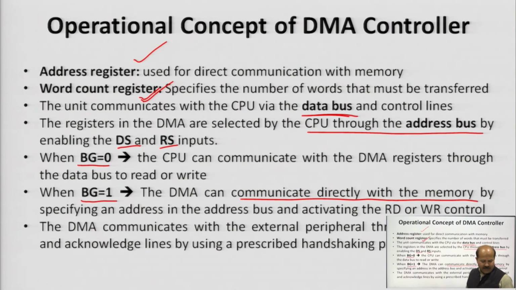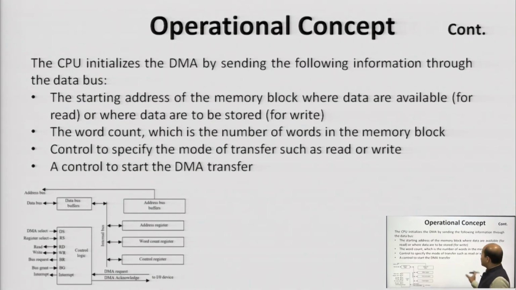So, this is basically a handshaking procedure. As we have already seen in the previous lecture what the handshaking protocol is, and how asynchronous data transfer can take place using handshaking. So, these two lines are used to communicate with the IO device. This way the DMA controller can work.